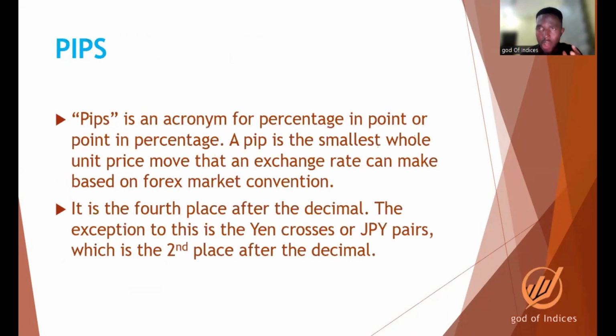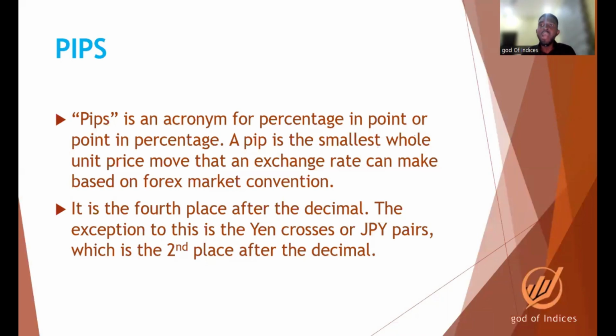Then it leads us to the next thing in the market, pips, right? Pips is the basic way that your profit is calculated in the forex market. Simply put, it means points in percentage or percentage in points. Normally it is the fourth place after the decimal of every quote price. We have an exception to this, which are the JPY pairs, because JPY pairs are quoted differently, by just 2 places after the decimal, right?